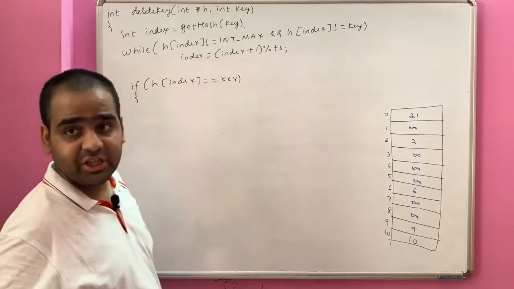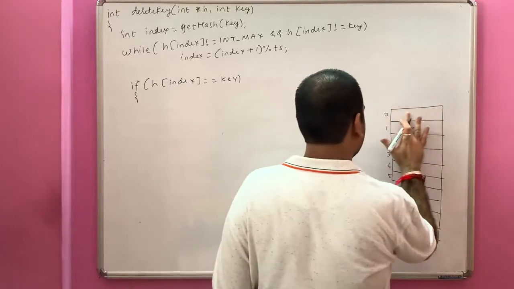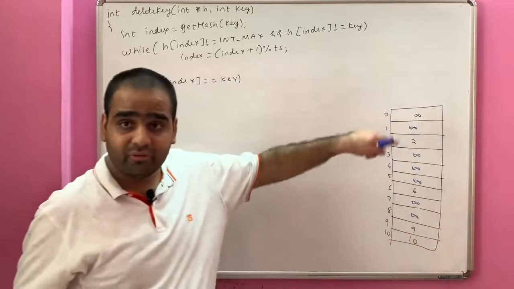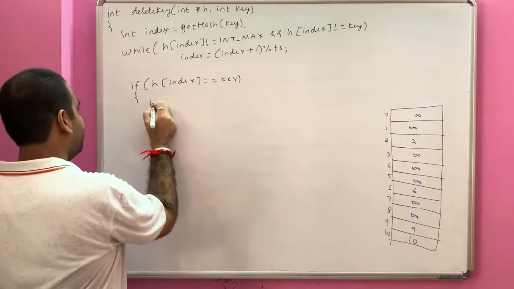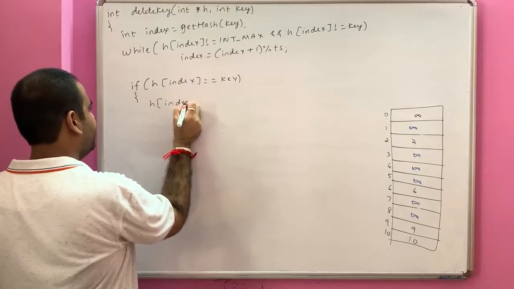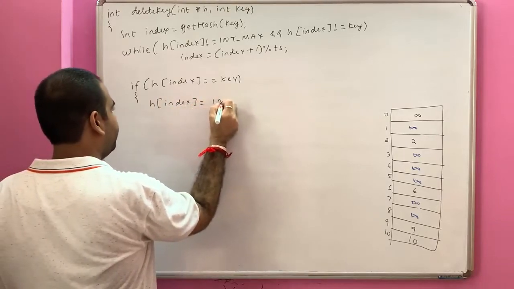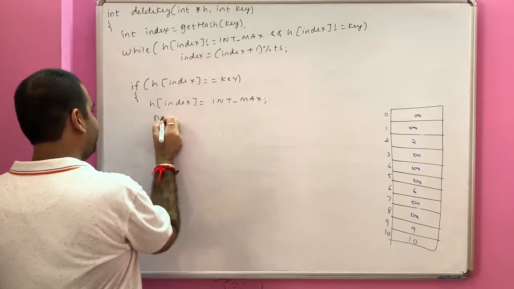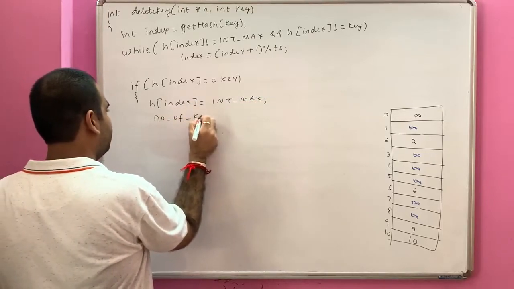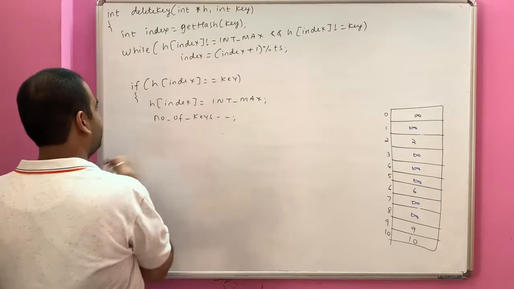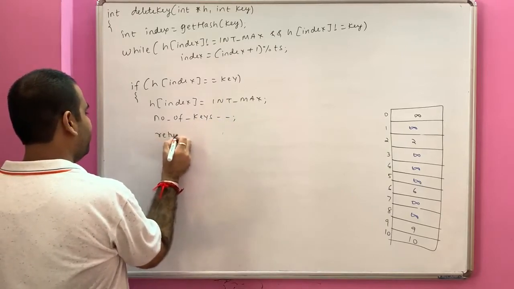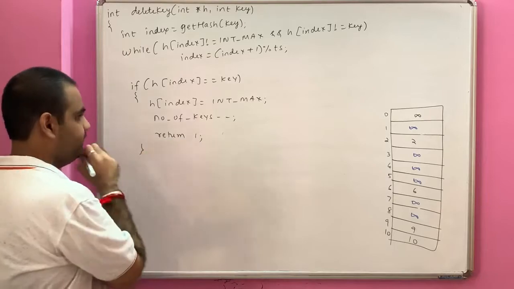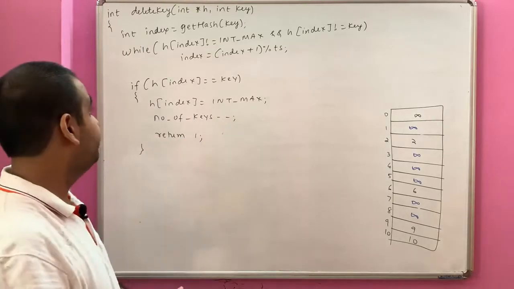Then what is the first thing we need to do? We need to store infinity and the number of keys will decrement. Hence we say h of index is equal to int max and we say number of keys minus minus, because the number of keys is being decremented, and since we have found it, we say return 1. Now suppose again I want to delete 21.